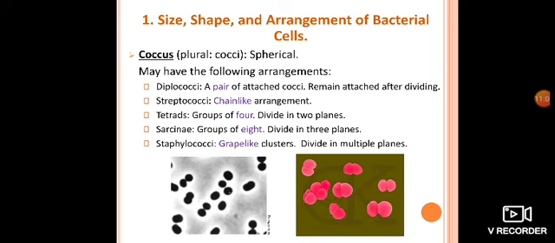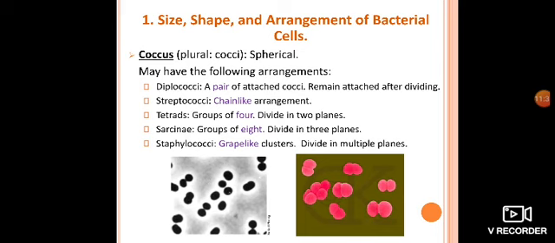Now next it is called sarcinae. Now the group increases. In one group they are 8 in number. If they are 8 in number, they are called sarcinae. 8 in number and divided into 3 different planes.